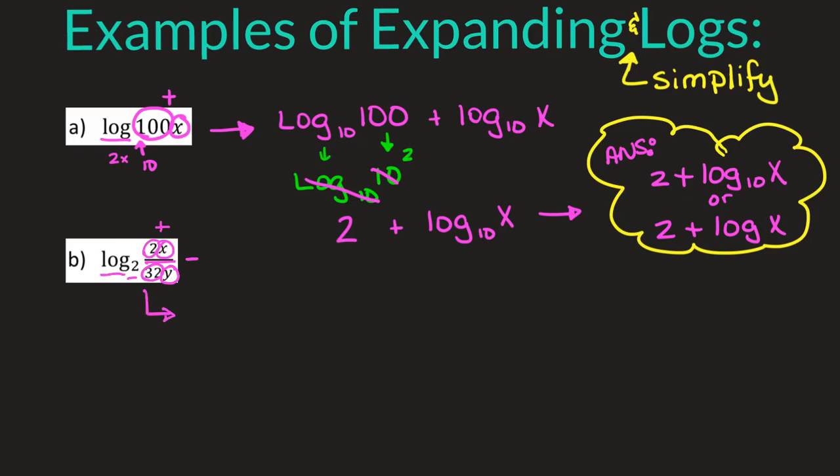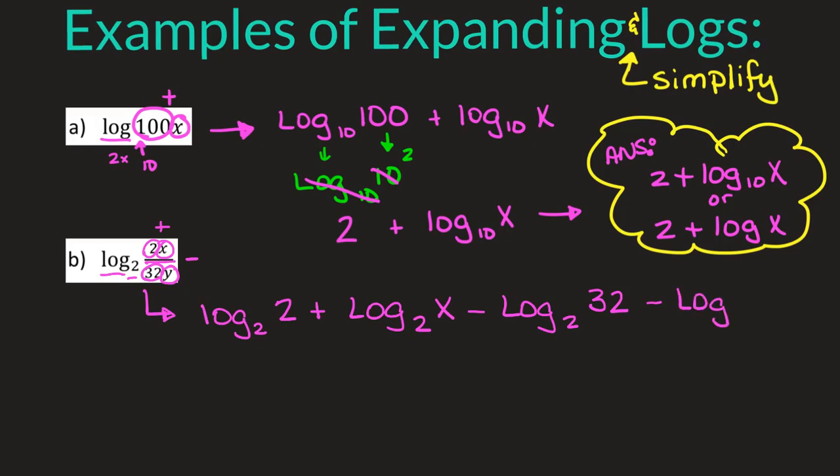So let's get started. We're going to have log base 2 of 2 plus log base 2 of x minus log base 2 of 32. Now remember, that's in the denominator, so the next part will also be in the denominator, and we're going to put minus in front of that. So any part that's in the denominator, minus goes out front. So minus log base 2 of y.